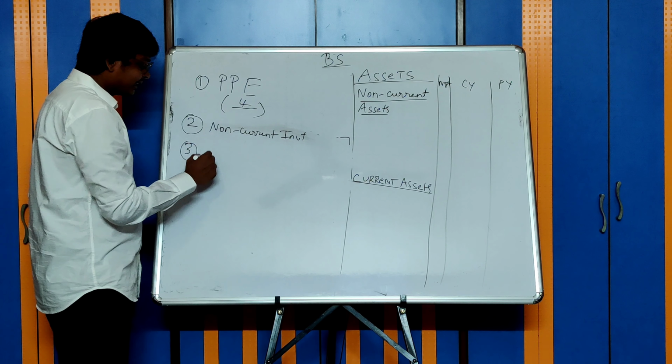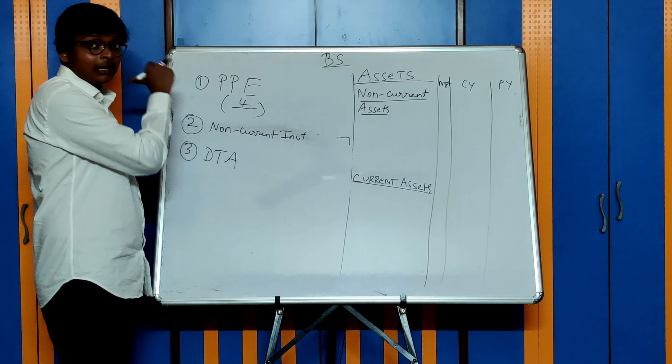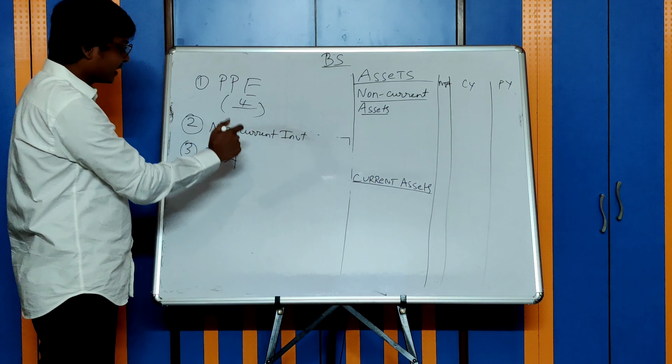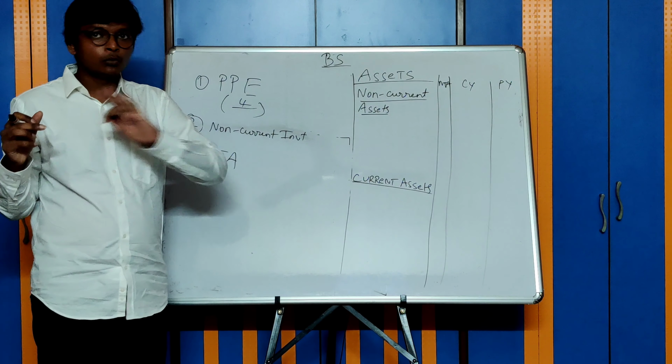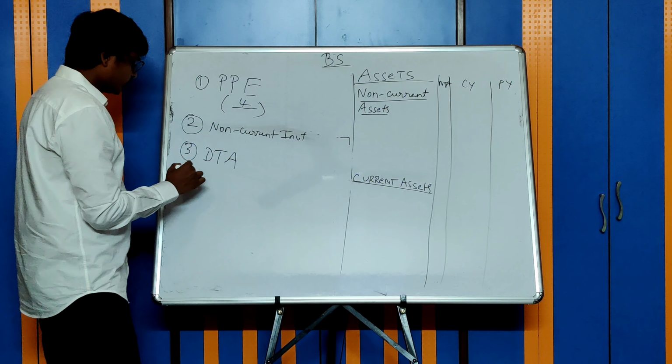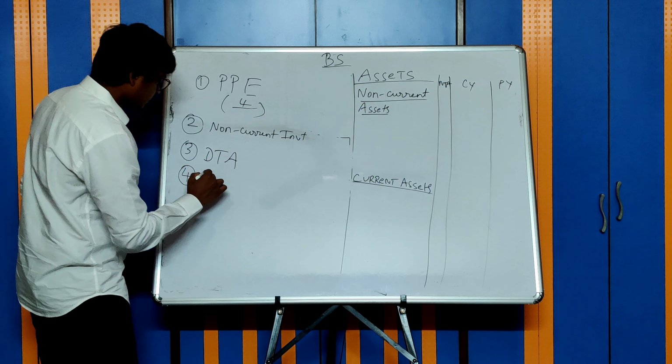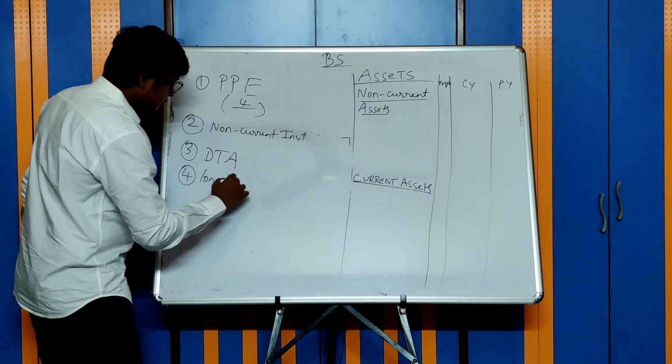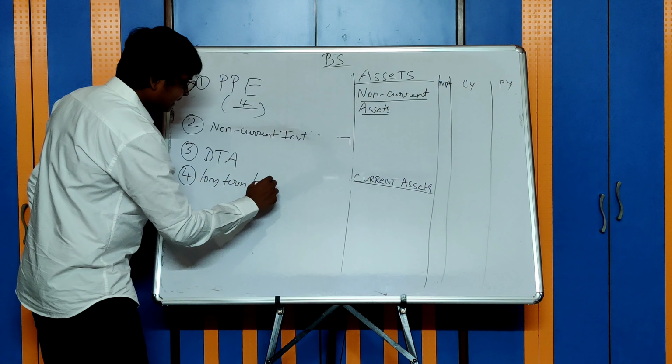Third one is deferred tax asset. In liabilities, we saw deferred tax liability, here deferred tax asset. Will both come? No. Any one only will come. Fourth, long-term loans and advances.